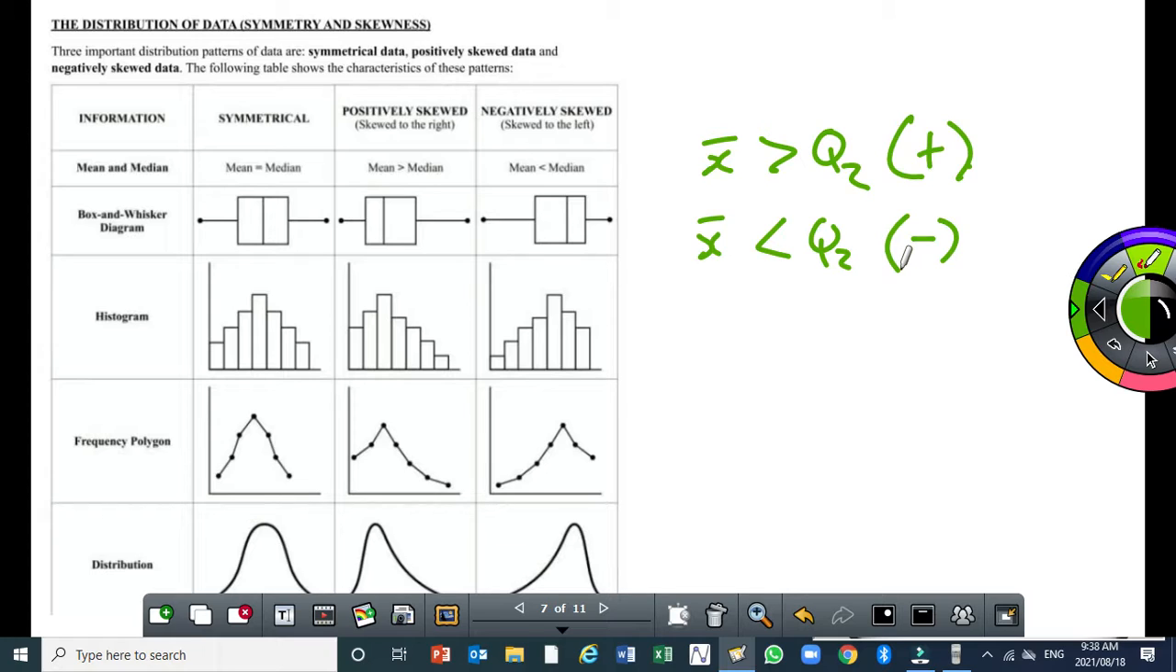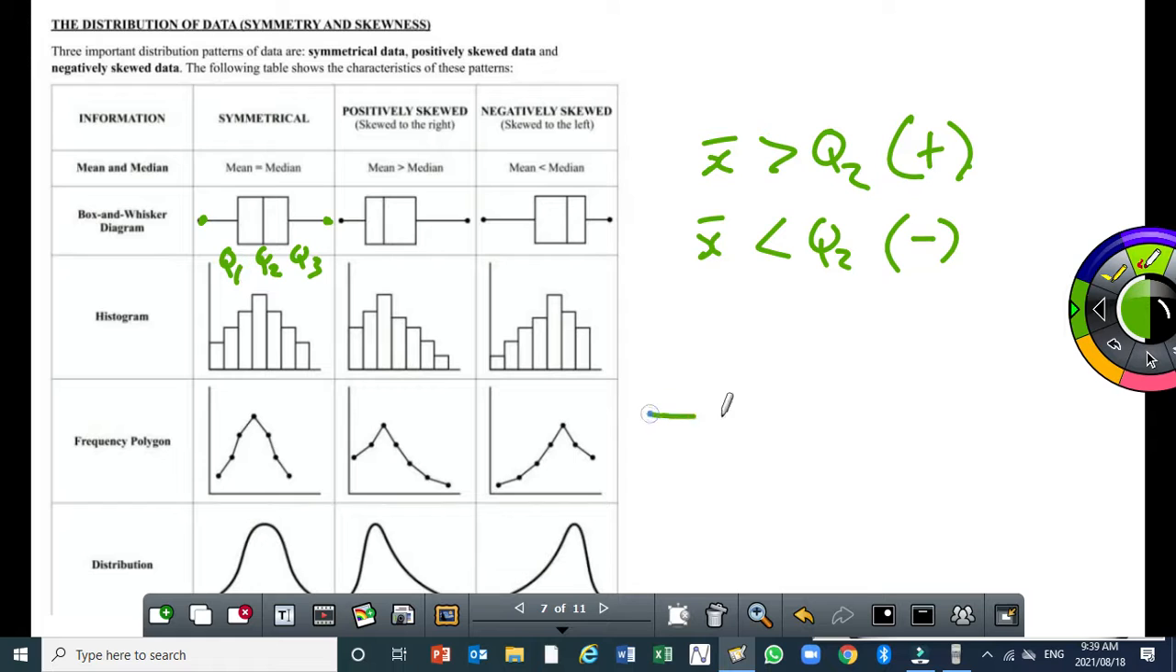Now, in that case, you can draw a box and whisker. For symmetric, the distance between Q1 and Q2 will be equal to Q2 and Q3. I hope you remember your box and whisker. So this is the minimum, that's the maximum. This will be Q2, that will be Q3, this will be Q1. You did that in grade 10, a box and whisker.